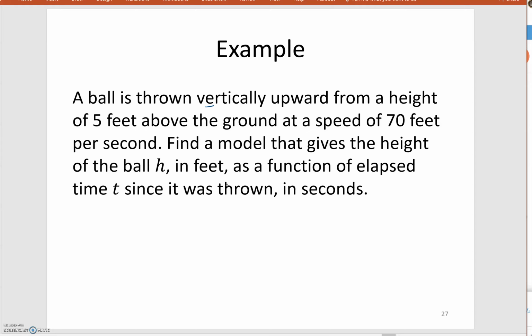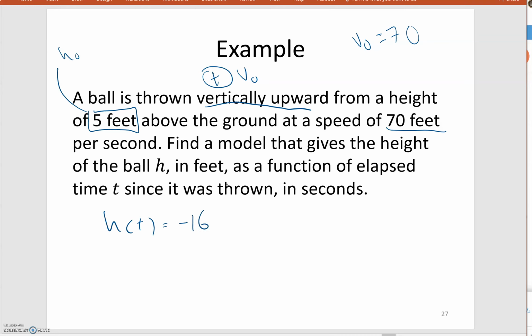So we have vertically upward, so we have a positive v sub 0. And what is that v sub 0? It's 70 feet per second. So v sub 0 is going to be 70. My h sub 0 is going to be 5. So my h of t model will be negative 16 t squared plus 70 t plus 5.